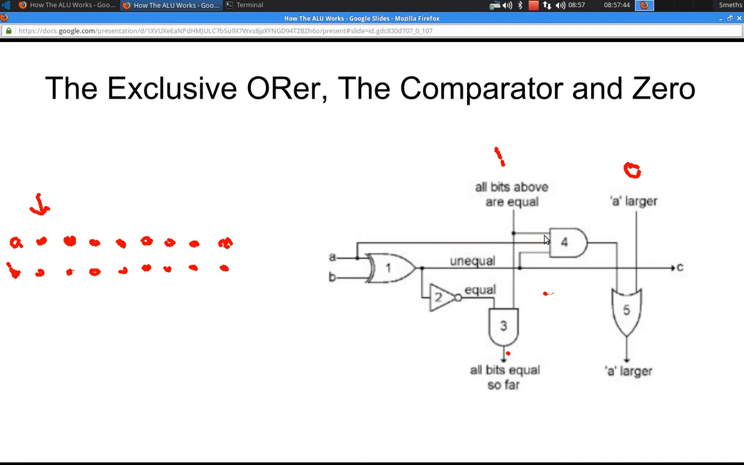If all the other bits above are not equal, you cannot say that A is larger, because it could be that somewhere above this bit, wherever we are in this byte, we will have B as being larger than A. So that's going to go into that AND there. We've got A is on, we've got the unequal is on, and all the other bits above are equal. If that is the case, then we can say that A is larger, and it goes down. In no other situation can we say that.